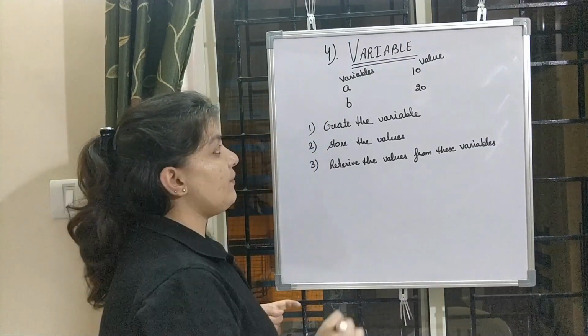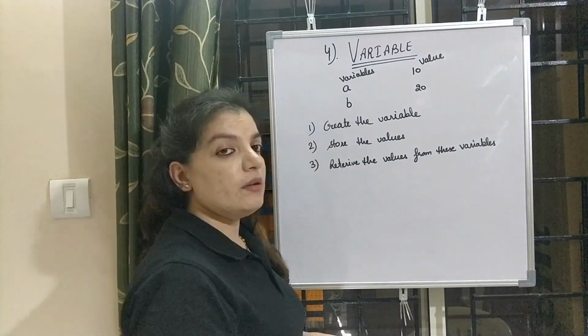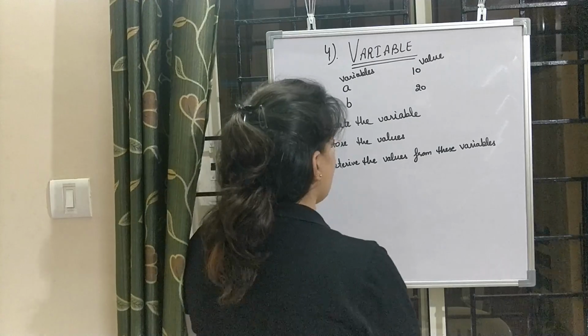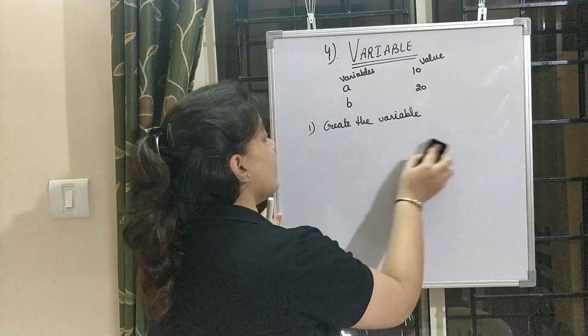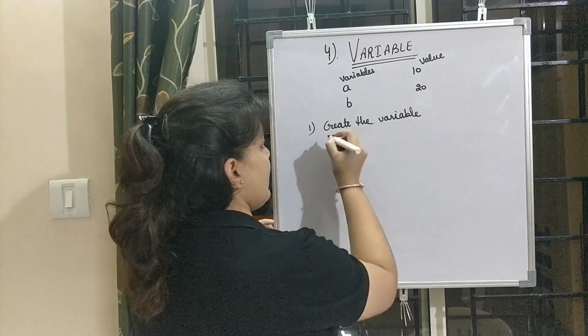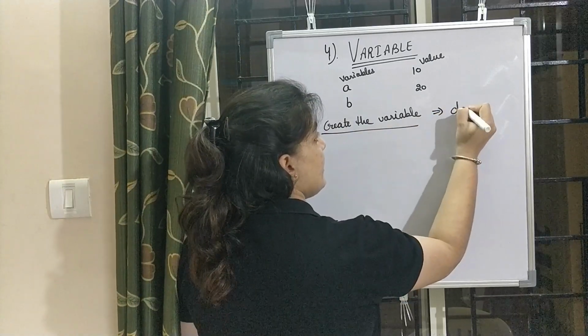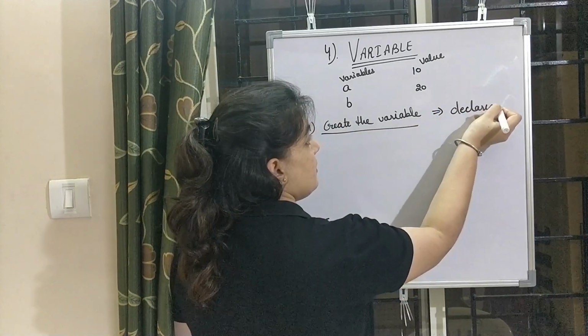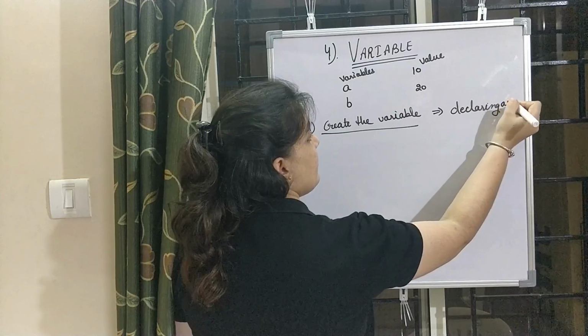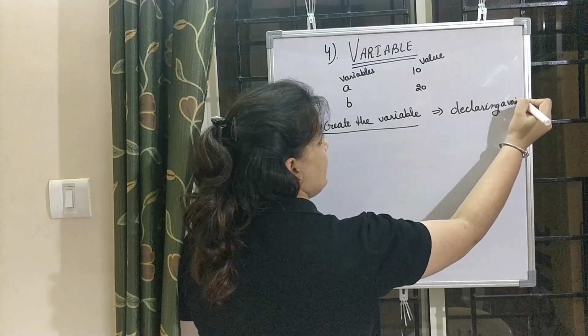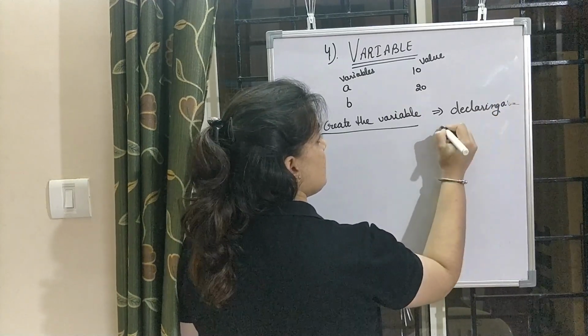So what is the very first step? That is, create the variables. So how will we create the variables? Creating a variable is also known as declaring a variable. We can also call it declaring a variable.